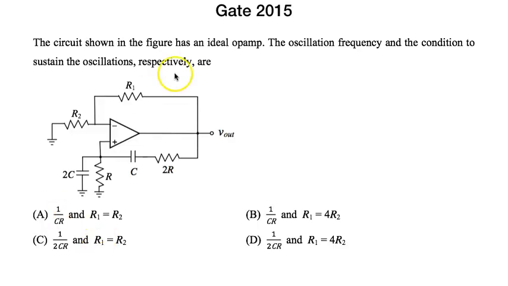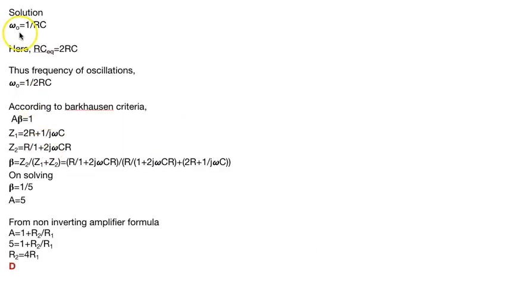The next one, just by looking at the diagram, you can say it's a Wien bridge: parallel RC, series RC in feedback. So let's see the solution. We know omega naught is 1 over RC. RC equivalent is 2RC, so the frequency of oscillation is 1 over 2RC. Using the Barkhausen criteria, we calculate Z1, Z2, and beta is Z2 over Z1 plus Z2. On solving, we get beta equals 1 by 5.